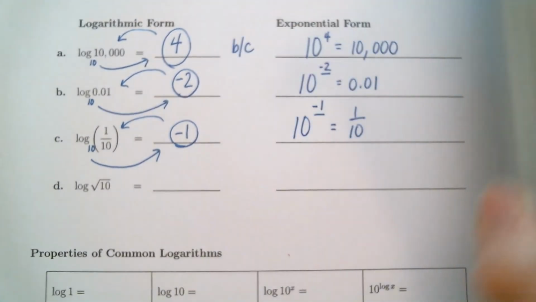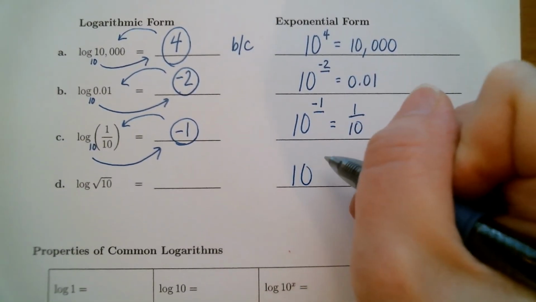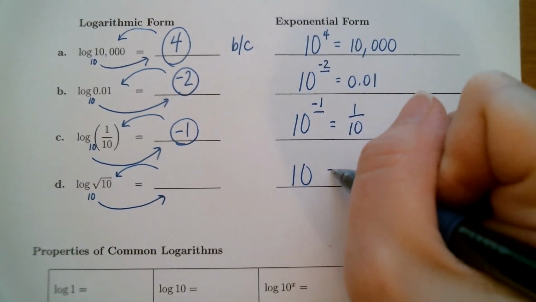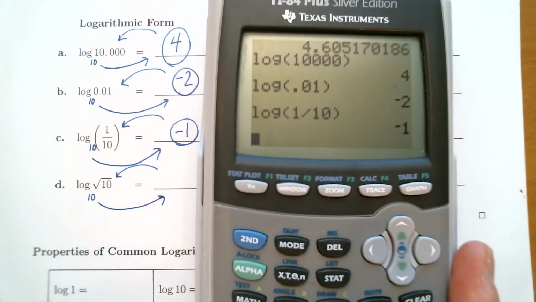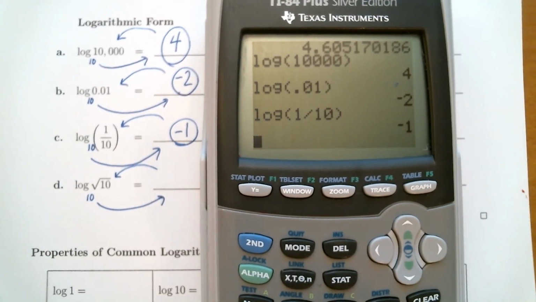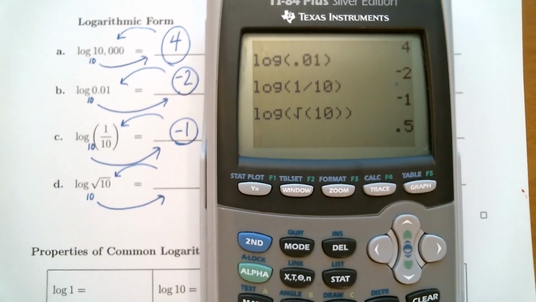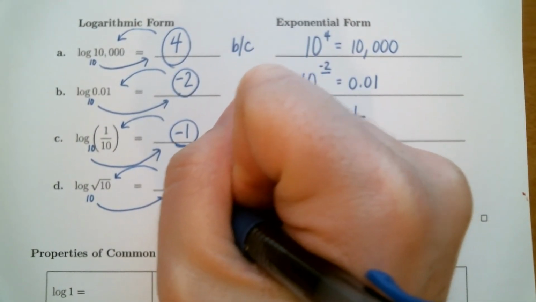Okay, last one. This one is strange. I'm trying to figure out what power I need to raise 10 to get the square root of 10. I'm going to go ahead and put this one in the calculator because you may not know this. So the log of the square root of 10. Remember, you don't have to put the base in the calculator because log means base 10. You're going to get 0.5. So the answer is 0.5.